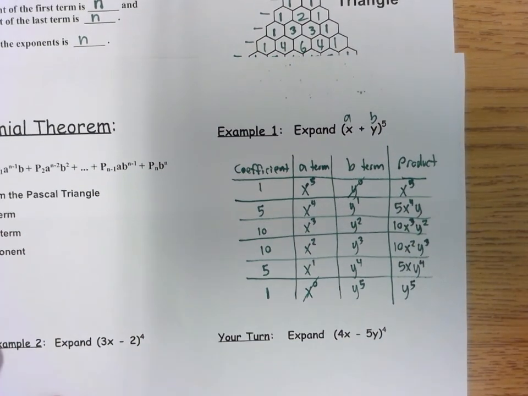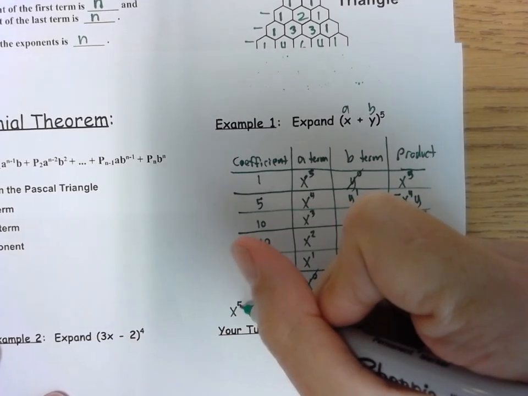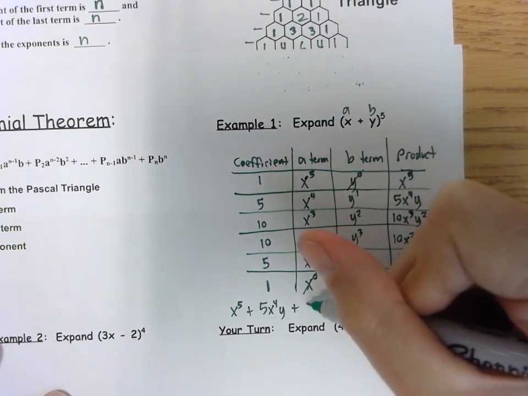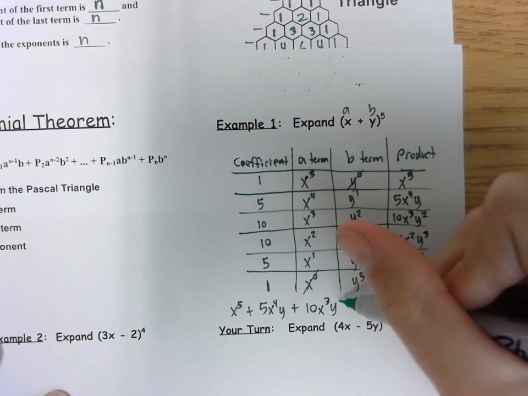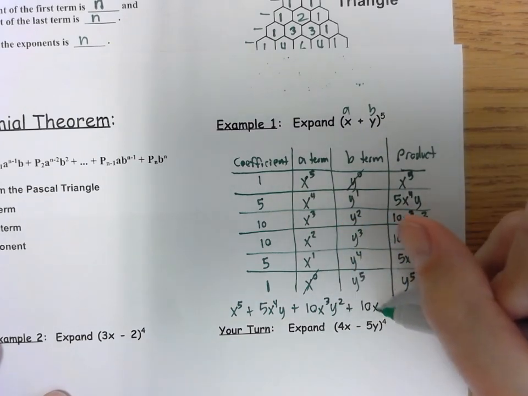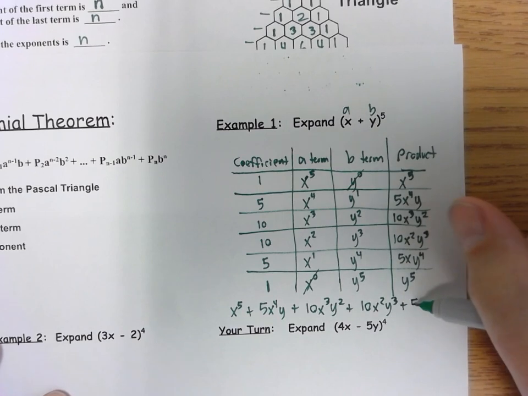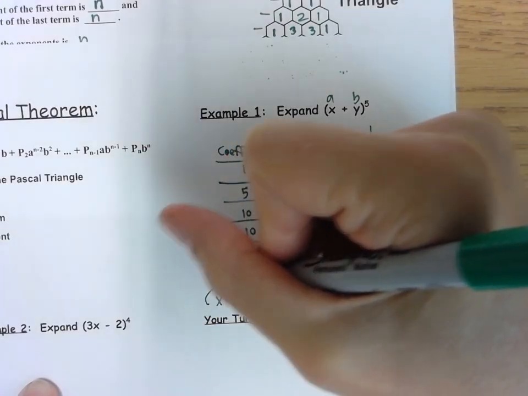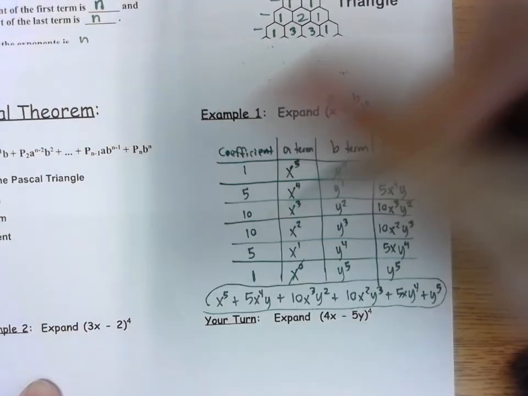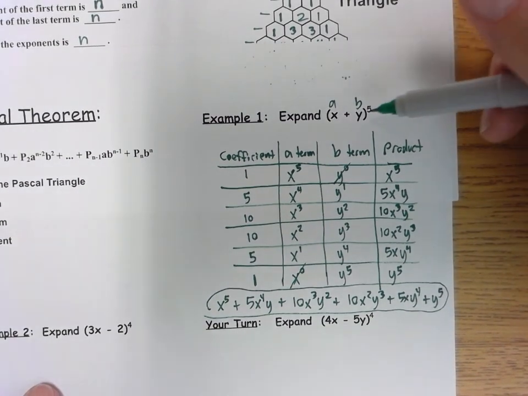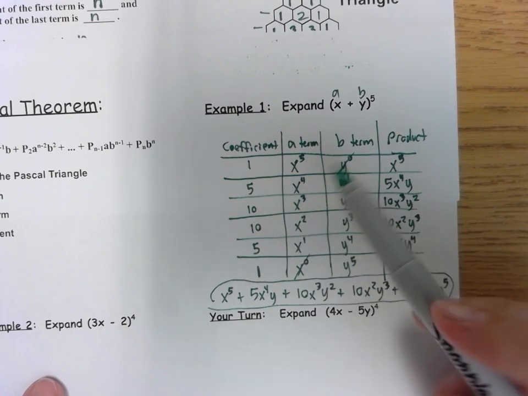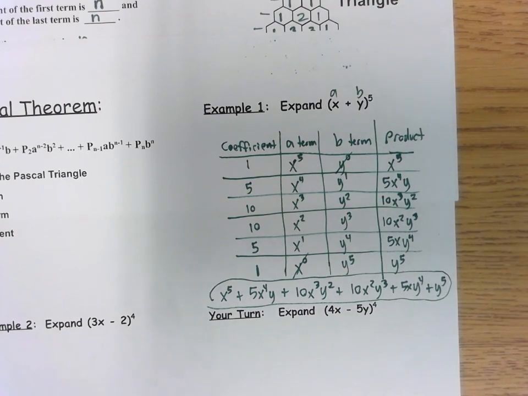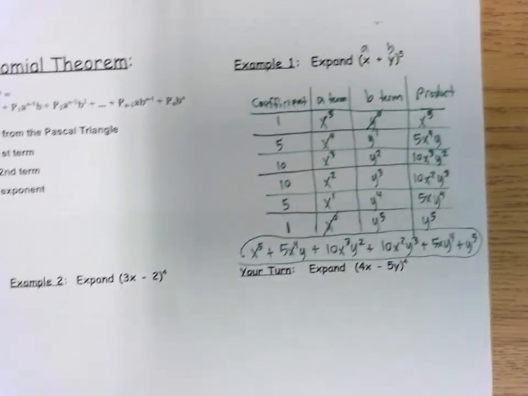And so your final answer will be x to the fifth plus 5x to the 4y plus 10x cubed y squared plus 10x squared y cubed plus 5xy to the fourth. And let me squeeze that y to the fifth on there. And that's what you get. If I were to multiply this by itself 5 times, you would get what I have down here. But the binomial theorem, and especially using that Pascal's triangle to get the coefficient, is a real nice time saver to help get those. Let's do one more together, and then you can try this one.